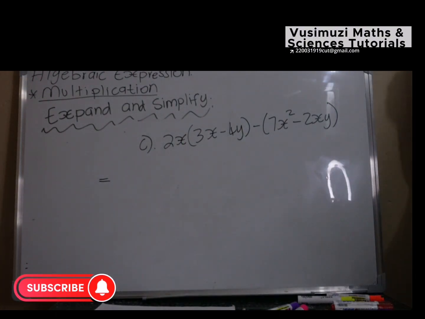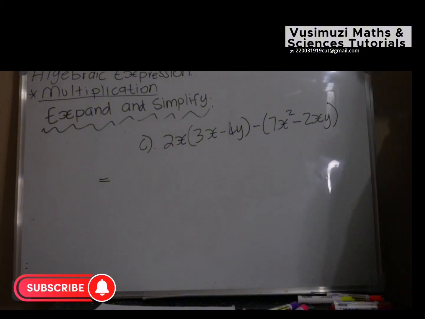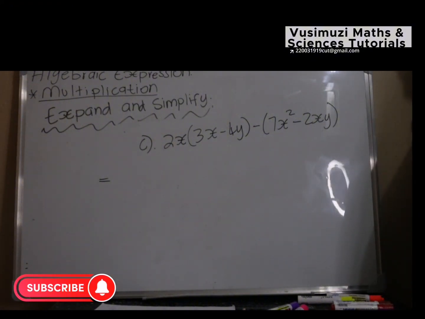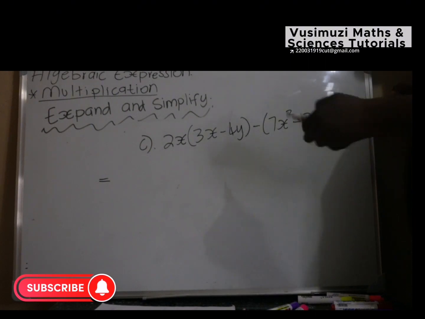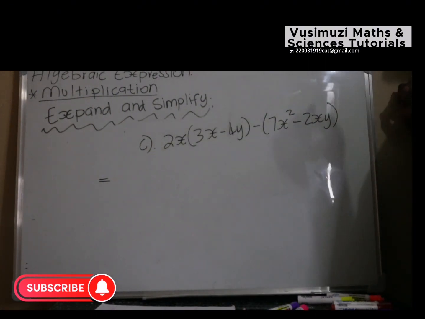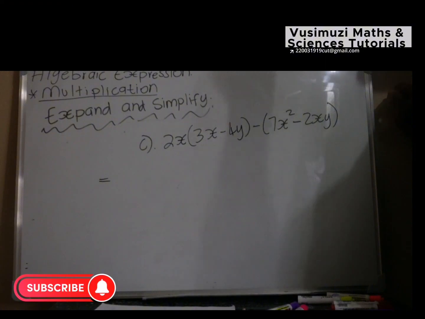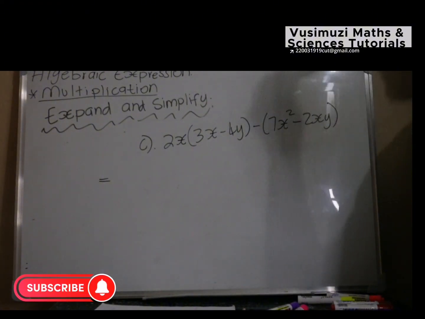Simple. Remember we learned about the distributive law. Therefore, we're going to apply the distributive law in this case for each bracket, because we've got a term outside the bracket. So this term, which is 2x, is going to multiply itself with each term inside this bracket.